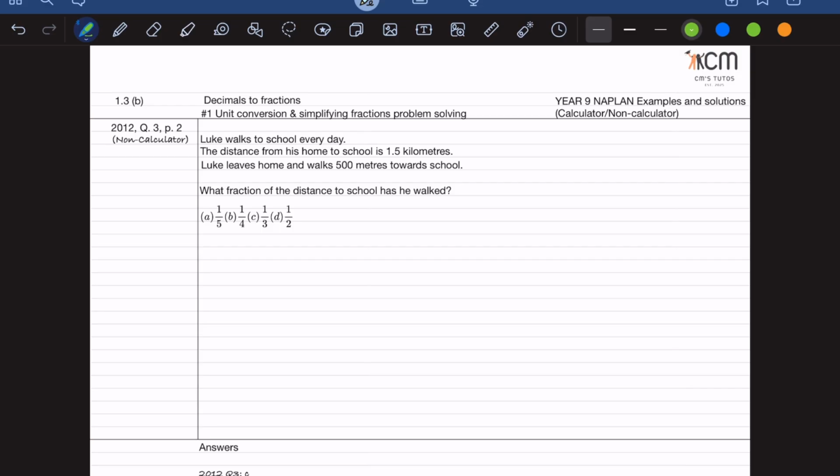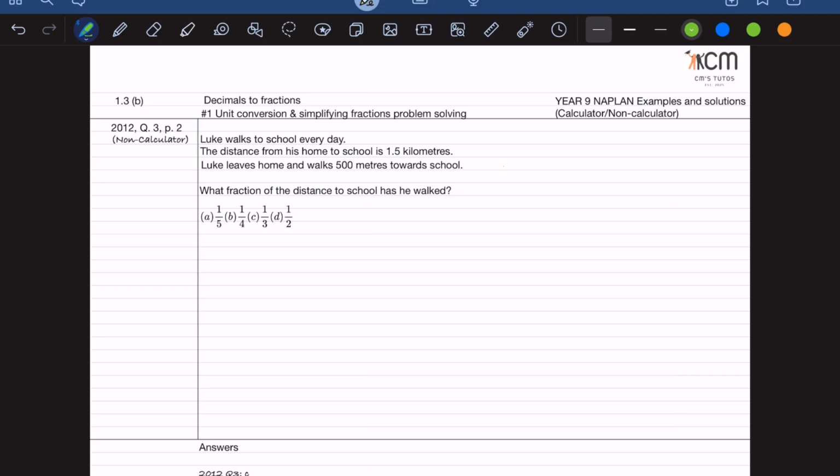So now let's have a look at NAPLAN questions. The first question type is about unit conversion and simplifying fractions problem solving. This was one of the questions from 2012, Question 3 on page 2. It's non-calculator. Luke walks to school every day. The distance from his home to school is 1.5 kilometers.